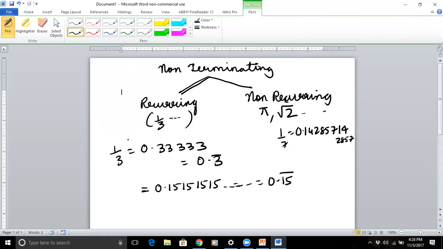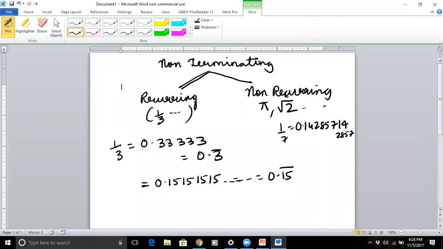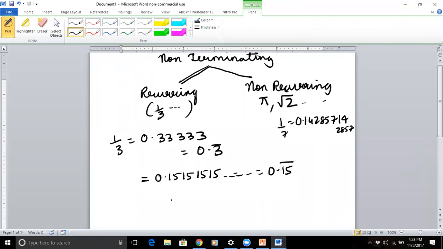No, 1 by 6 is not right, 15 by 100 is not right, 15 by 9 is also not right. 15 by 100 is an approximation, Sanjana. I want the exact value of the fraction. So this is how you convert a recurring number quickly into a fraction.